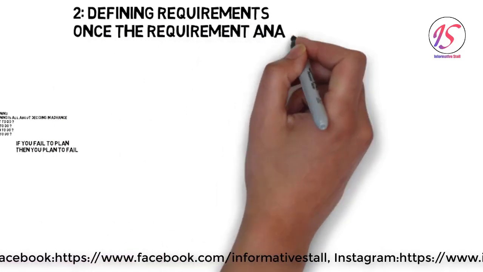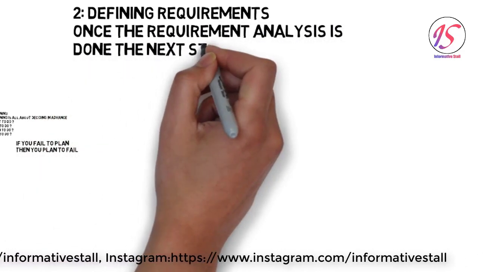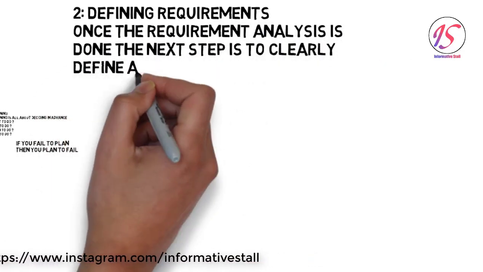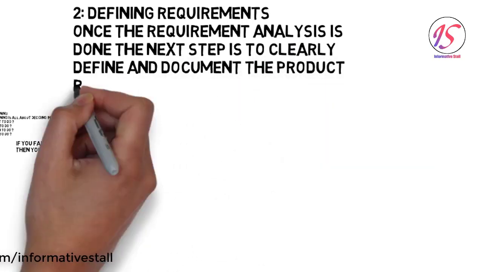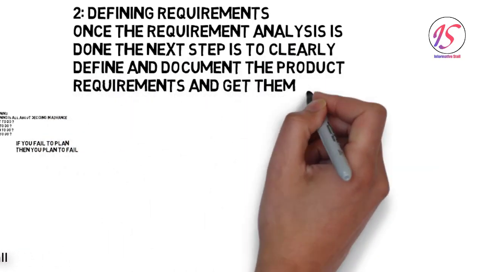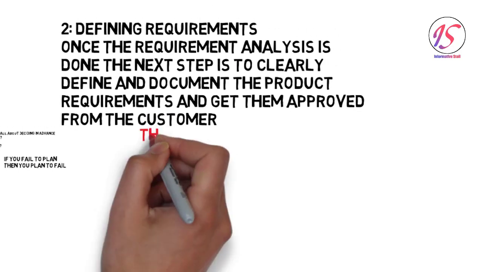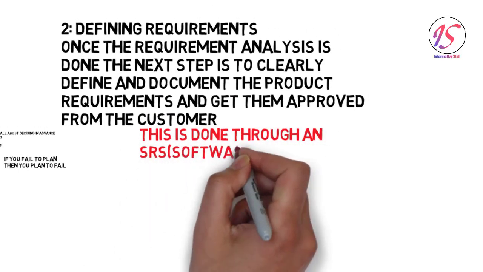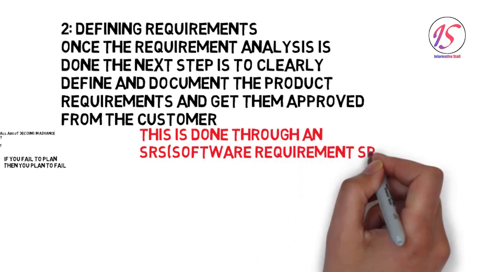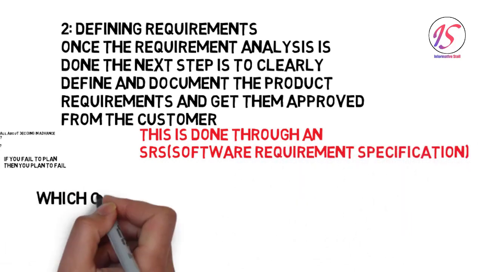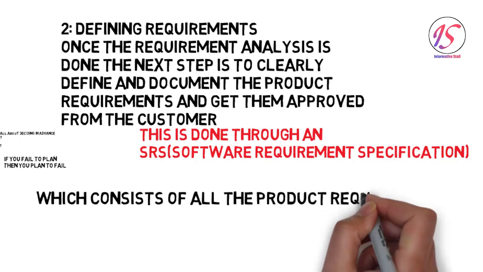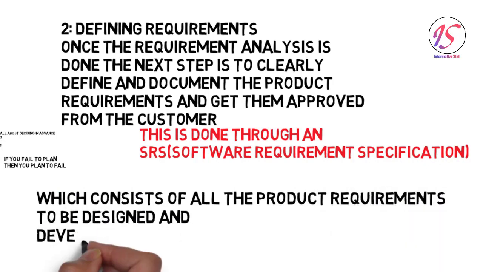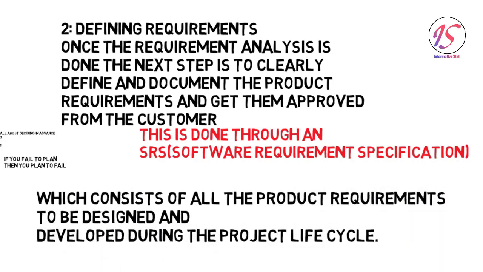Now the second step is defining requirements. Once the requirement analysis is done, the next step is to clearly define and document the product requirements and get them approved by the customer. This is done through an SRS, Software Requirement Specification. The document consists of all the product requirements to be designed and developed during the project life cycle.